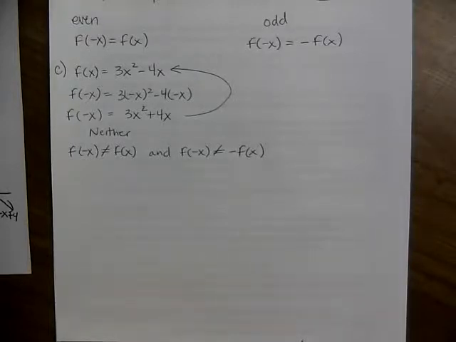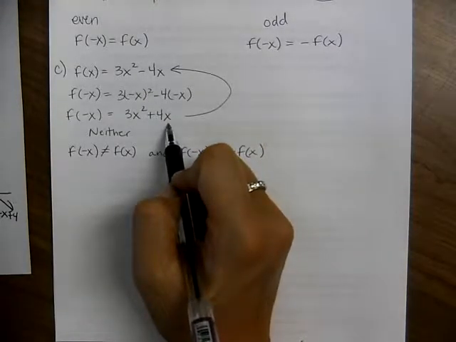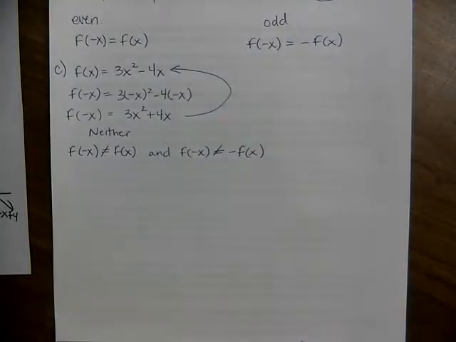Okay, so when you plugged in that negative x, you should have seen that 3x squared stayed the same, but 4x changed, right? This became a positive 4x. So half of it stayed the same, half of it changed. This is an example of a neither. It wouldn't be symmetrical about the y-axis or the origin, okay?